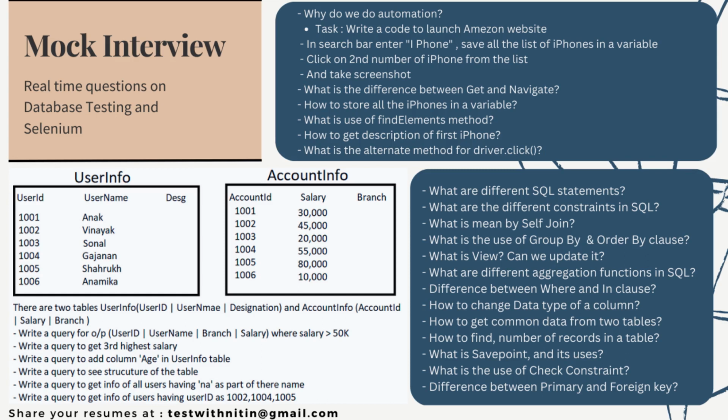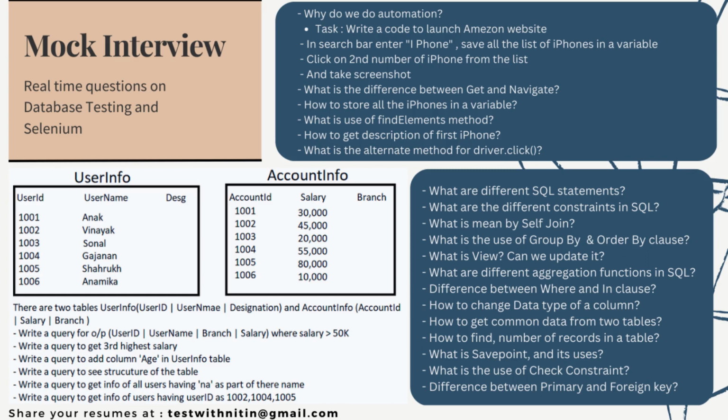We alias table 1 as U and table 2 as A, sir. Select user ID, username, bank name, salary from user info U inner join account info A on user ID is equal to account ID where salary is greater than 50,000. Will it work?